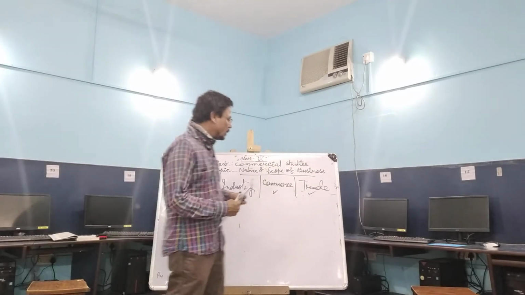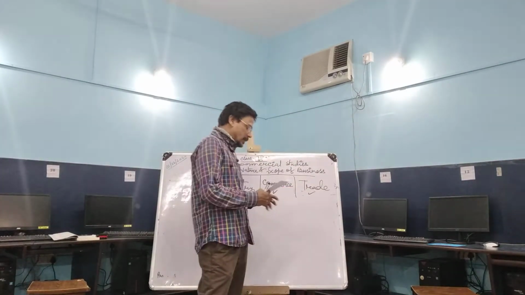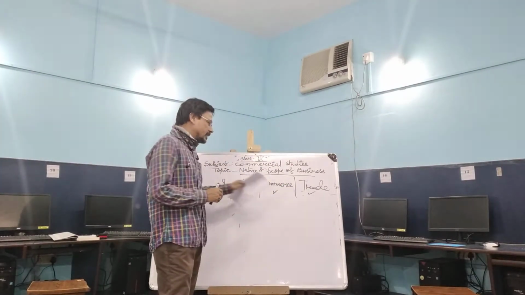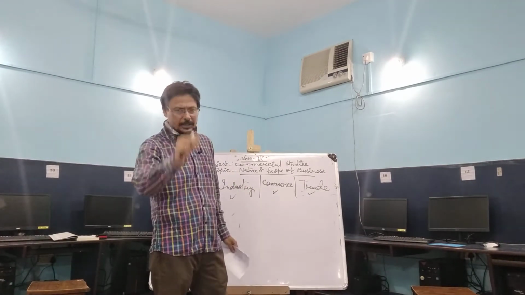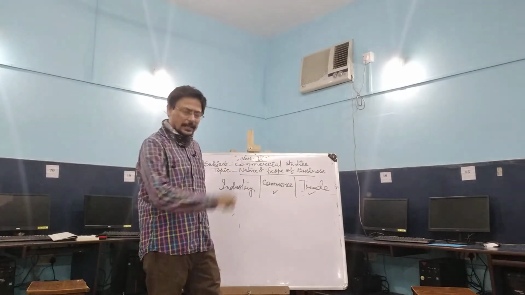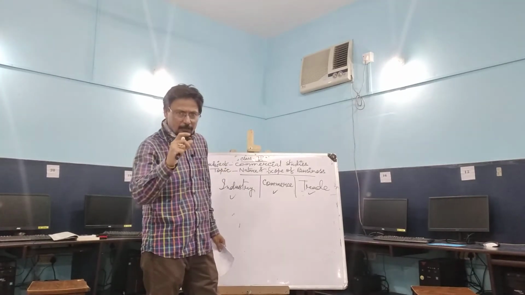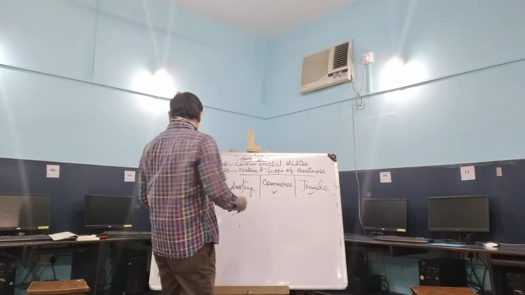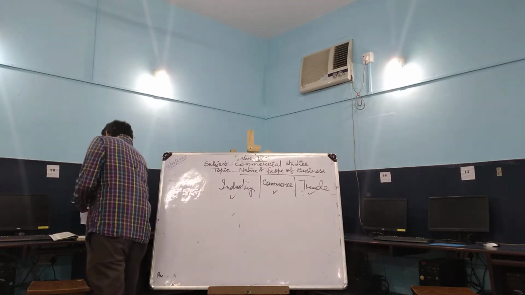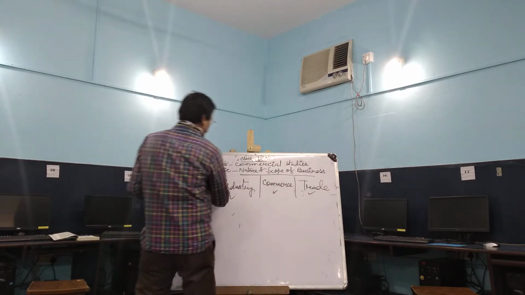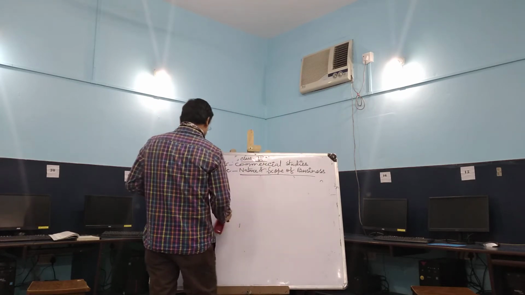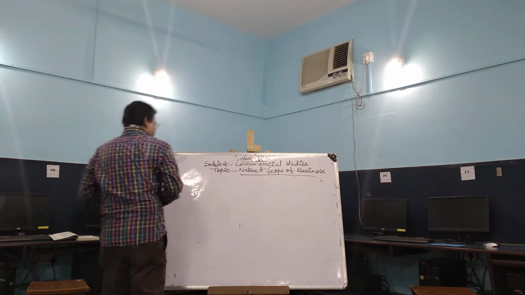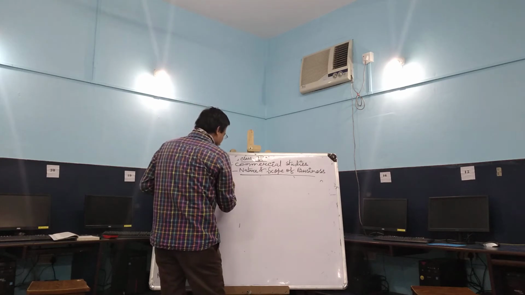Clear? So, clear everyone? So, industry, commerce, trade, there are 3 differences. There is a difference between these 3 different points. You can read the definitions of them also. Now, I am going to another part, that is profit making.